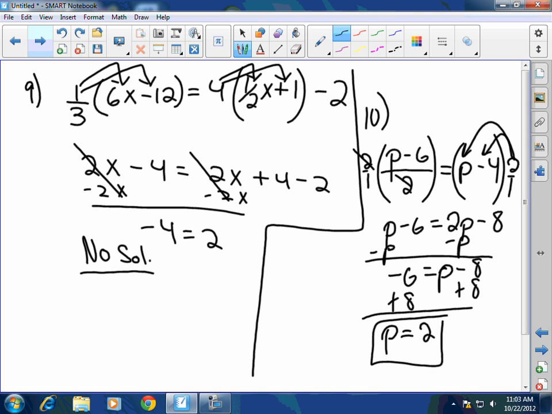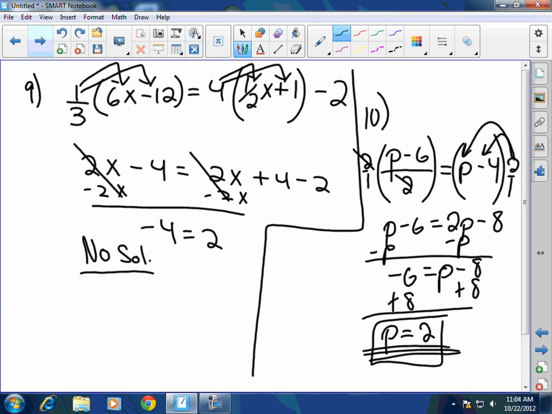Sir. That would be wrong too, son. That is a solution. How can it be no solution if they tell you that p equals 2? How can it be no solution? That's what's driving me crazy.